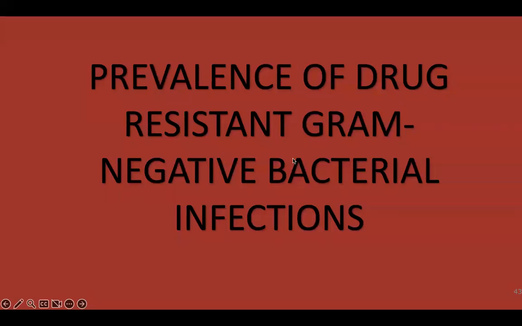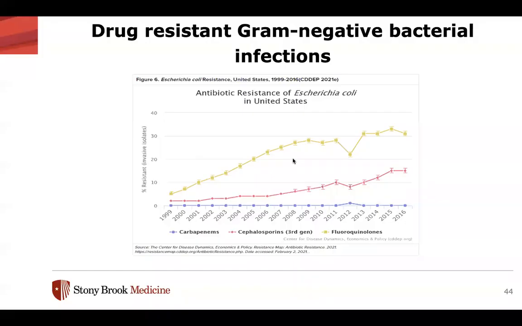And then prevalence of drug-resistant gram-negative bacterial infections. So we talked about gram-positive, the prevalence of MRSA and all of that. We're going to talk about gram-negative bacterial infections. This graph is showing antibiotic resistance of E. coli in the United States. As we all know, fluoroquinolones have become resistant in recent years, and this graph shows just that.